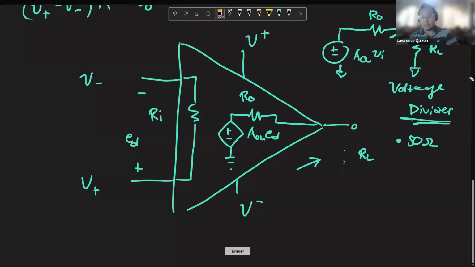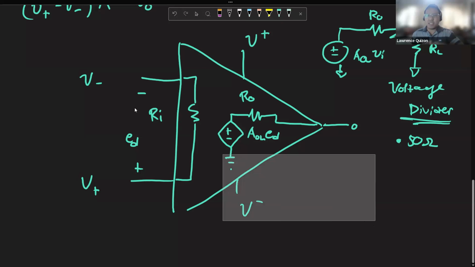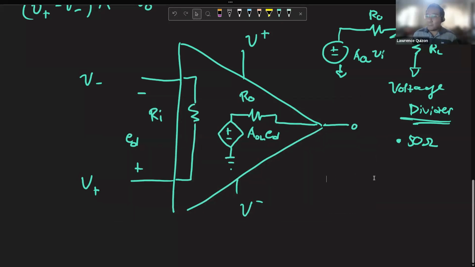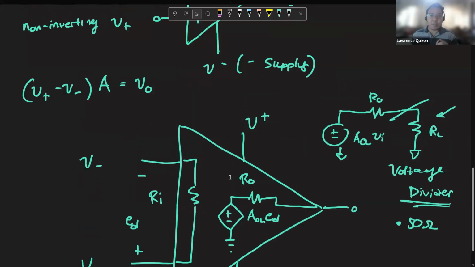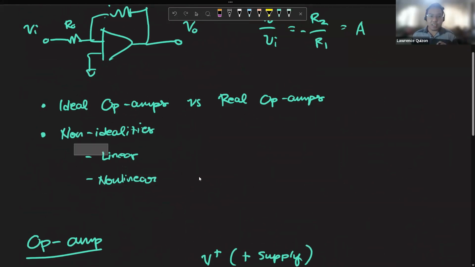So let's remove RL for now. And this is your circuit model of an ideal op-amp, no? Or semi-ideal, no? To be honest, we have differing degrees of non-ideality na ngayon. But this is your circuit model of an op-amp without the non-linear non-idealities. So, di ba nasabi natin, meron tayong linear at saka non-linear non-idealities. For the linear non-idealities, we can take care of those with the circuit model. All right?